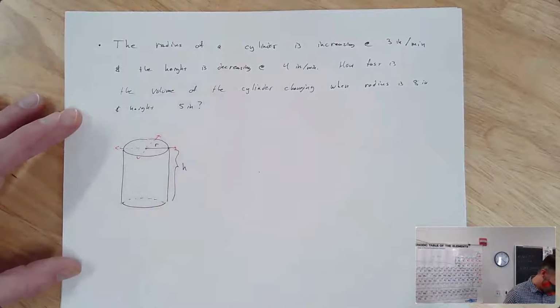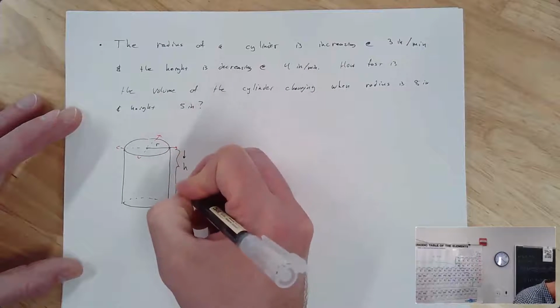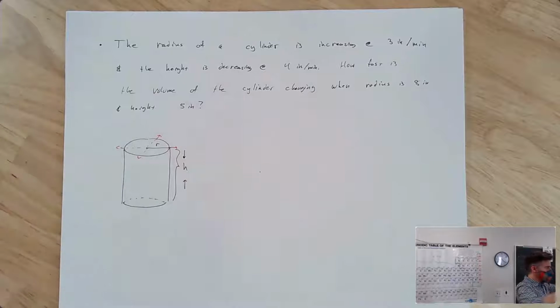But it's going to be shrinking this way, right? This part's going to be going down. So it's going to be smooshing that way, but getting wider that way. Not that you really need to know that.